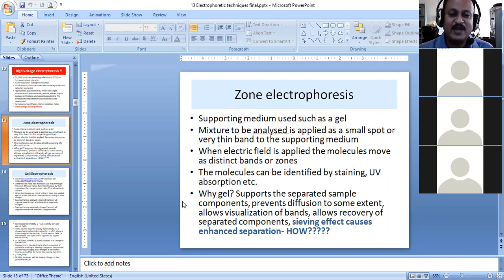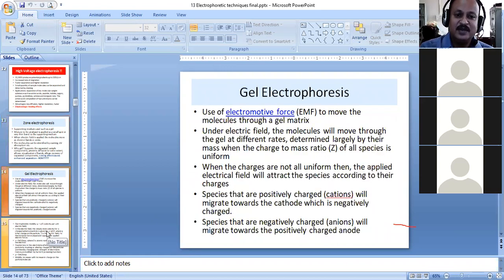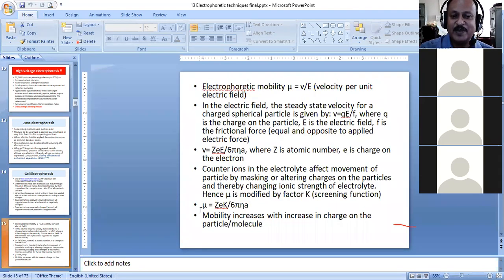Fourth advantage could be because of the sieving effect, we have 2 different phenomena occurring together. One is the size based separation and other is the charge based separation together. And therefore the resolution obtained with zone electrophoresis is much better than free electrophoresis, right? Then we have seen this mathematical relation of electrophoretic mobility, and we have seen how the frictional force affects the mobility. So that is a problem with the gel. This problem was probably very less in case of the free electrophoresis.